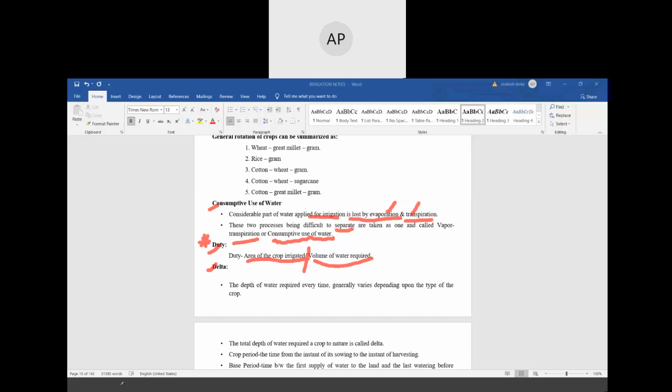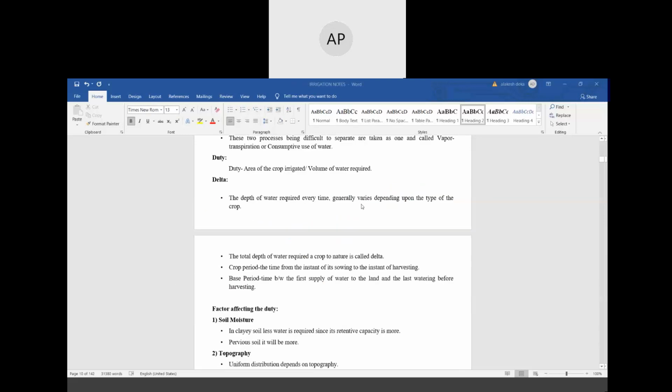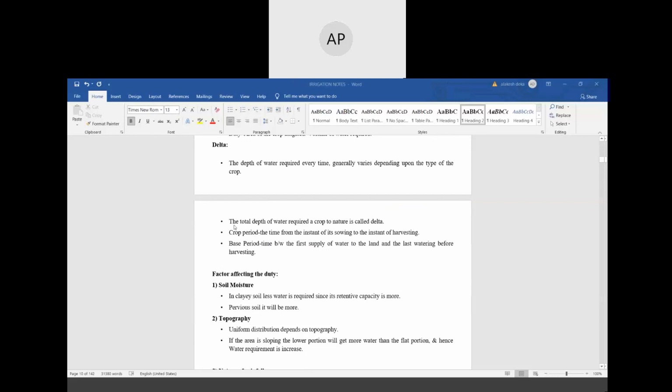Next is delta. So what is delta? The depth of water required every time generally varies depending upon the type of the crop. Remember these definitions. The total depth of water required for a crop to mature is called delta.